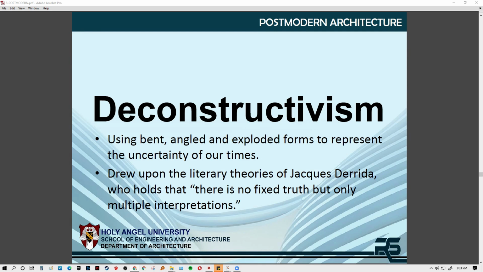Another one is constructivism, usually bent, angled, and exploded forms to represent the uncertainty of our times, and it drew upon the theory of Jacques Derrida, who holds there is no fixed truth but only multiple interpretations. So like our prior description, contradiction and complexity. It changes our view of architecture.